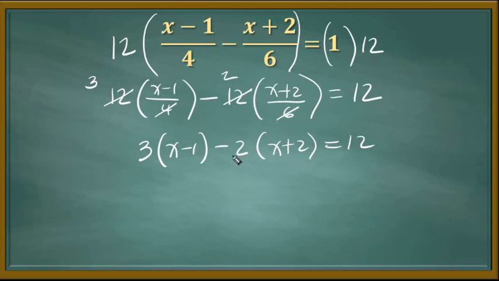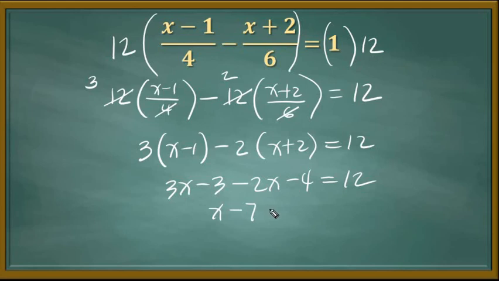Now again, let's apply the distributive property of multiplication over addition twice here on the left side. We have here 3x minus 3 minus 2x minus 4 equals 12. Now let's try and combine the similar terms on the left side. I can combine the 3x and the negative 2x to yield just x. Negative 3 plus negative 4 is negative 7. So I have x minus 7 on the left side and 12 on the right.